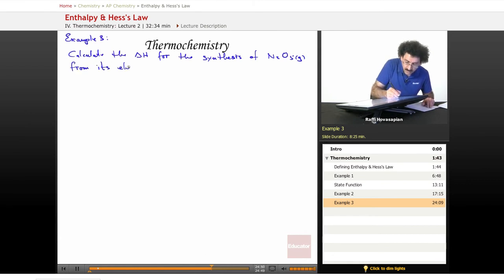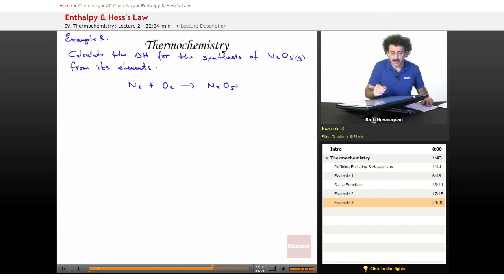Elements. So the reaction that we want is nitrogen gas plus oxygen gas goes to N2O5 gas. Now we have to balance this. So we have 5 and 2, so we'll put a 5 here, we'll put a 2 here, and we'll put a 2 here. Now it's balanced. This is the equation that we want, okay?